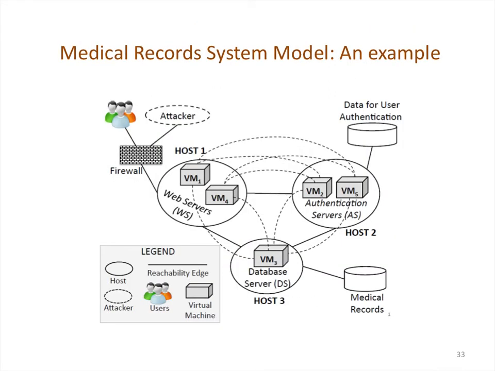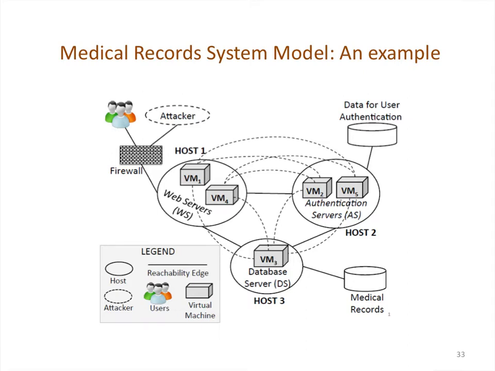Denial of service. Exactly. Okay. An example then. So we'll talk about a well-defined example. You have a medical record system that has multiple hosts. You have host one, host two, host three. Host one is in fact a web server. Okay. And this web server contains two virtual machines. Virtual machine one and virtual machine four. Okay? Host two is what we call the authentication server. For example, like a Kerberos system, this is the authentication server.